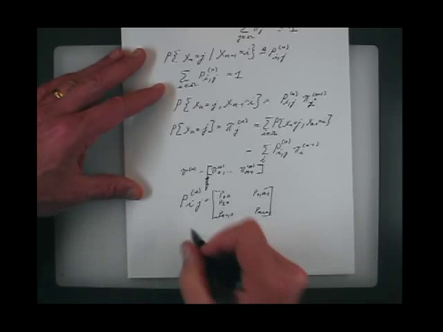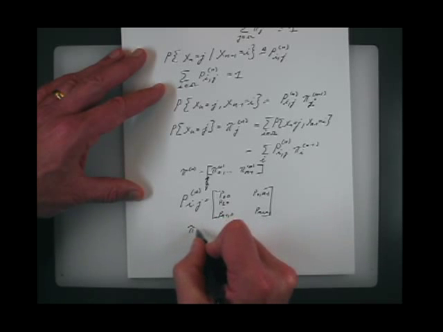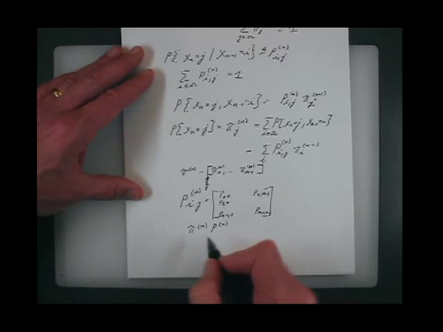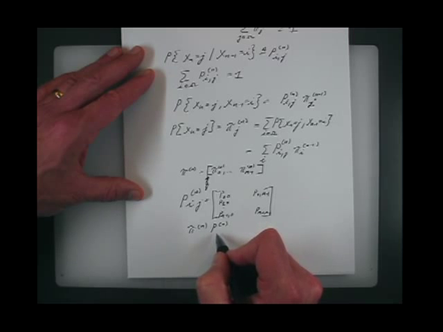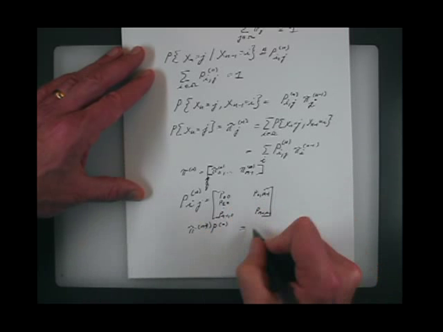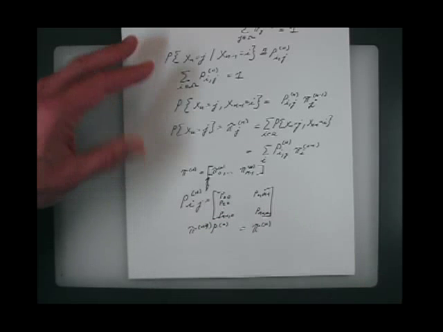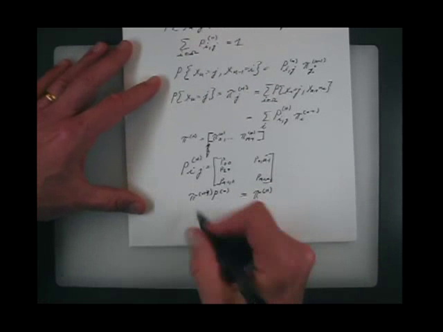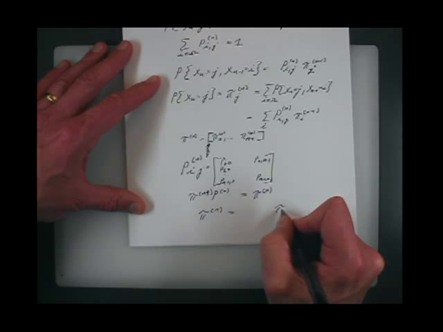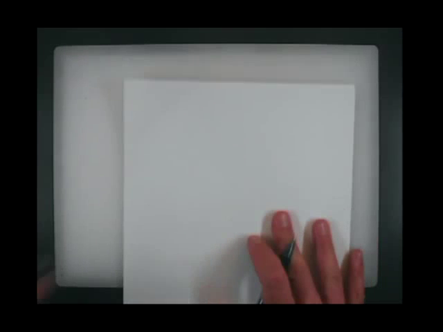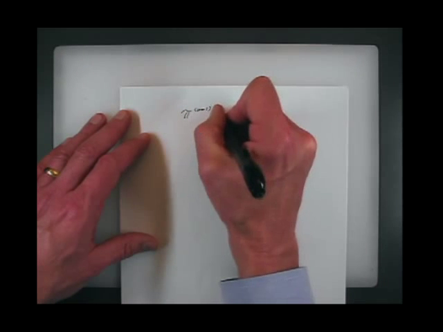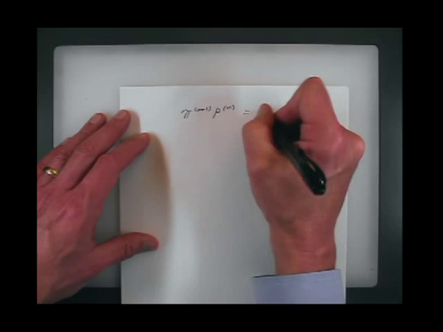So then you can see that, using matrix notation, pi n times P n, where now this is a row vector, this is a matrix that's n by n, that's going to be equal to, oh, I'm sorry, this is going to be n minus 1. It's going to be equal to pi n. So let me write that again. So pi n minus 1 times P n is going to be equal to pi n.